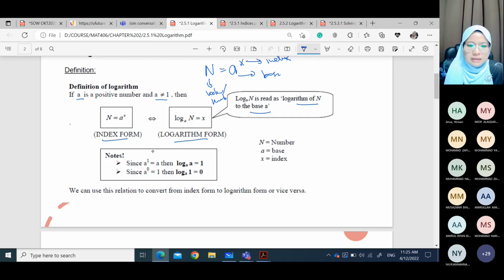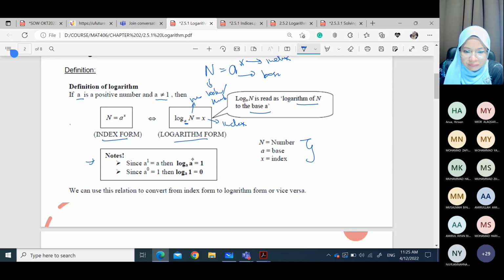Okay. Alright. So dalam logaritma dia diikuti dengan base. Ini base dia. Ini adalah number ataupun value. Yang ini adalah index. Ini dalam bentuk log. Okay. So ini dia ada tunjuk kat sini. So n is number, a is base and x is index. So look at this notes. A to the power of 1 equal to a. Then log a a equal to 1.